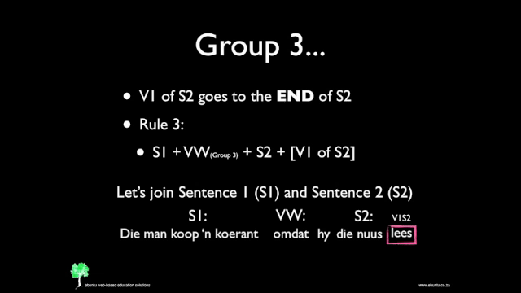So the only difference between group 2 and group 3 really is that in group 2, your verb 1 of sentence 2 goes to the beginning of sentence 2, and in group 3, which we are looking at now, verb 1 goes to the end.